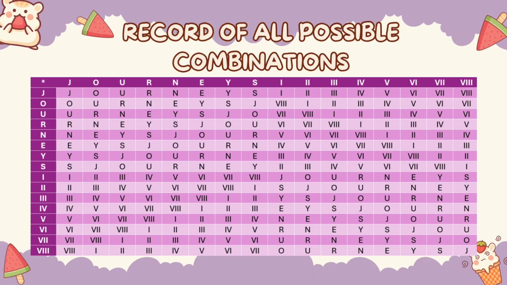And then we will record all the possible combinations that we operate. So this is the record of our possible combinations if we operate the letters and the Roman numerals, and then we will get this table.